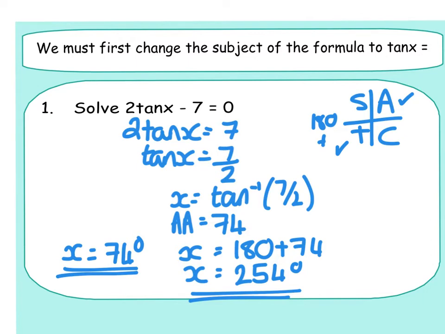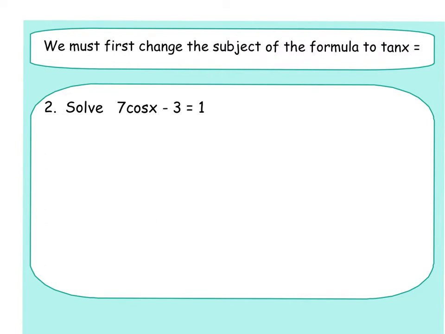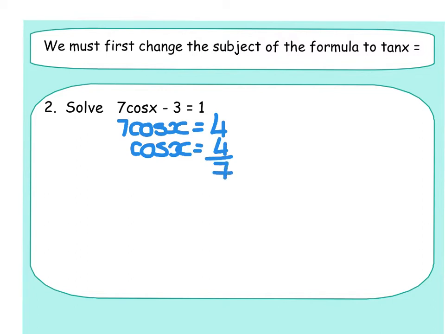Right, let's do another one. So this time we're doing cos. We're going to move things around again. So we're going to move the 3 over first of all. Negative 3 becomes positive 3. So you've got 7 cos x equals 1 plus 3 is 4. Then we have to divide by the 7. So we've got 4 over 7.